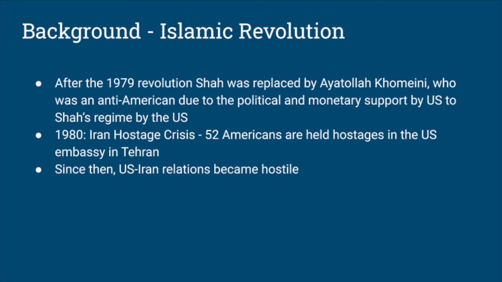In 1980, there was huge world news about what is now known as the Iran hostage crisis, where 52 Americans were held as hostages in the United States Embassy in Tehran for over a year. As a result, it became a turning point in hostile US, Iran, and global relations. Since the hostage crisis, the relationship between the United States and Iran became more and more volatile.